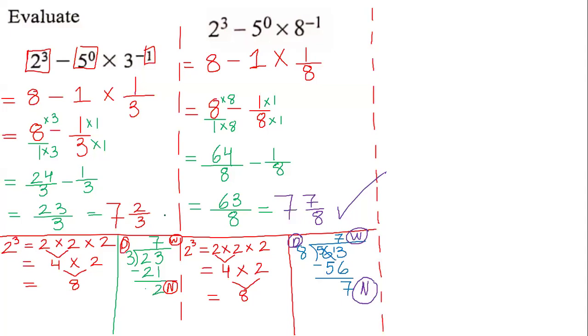Yes, Toriko? How did you get 8 on the second example? On the second example, I see we have 8. That is because of 2 to the third power. 2 to the third power is 2 times 2 times 2, which gives us 8. That's how I got 8. You understand that, Toriko? Yes, sir. Good.